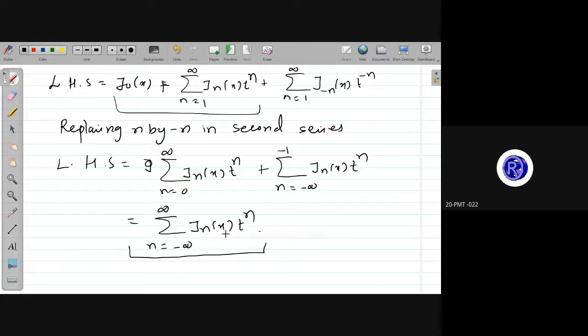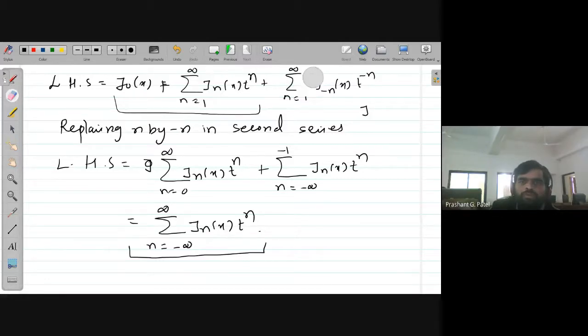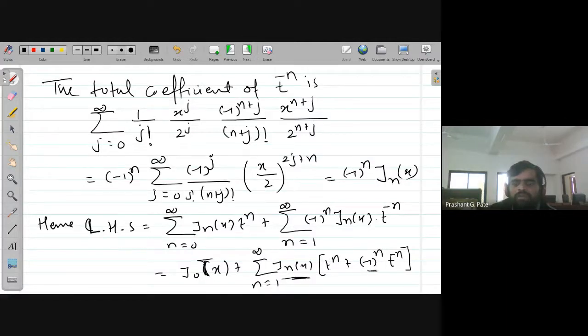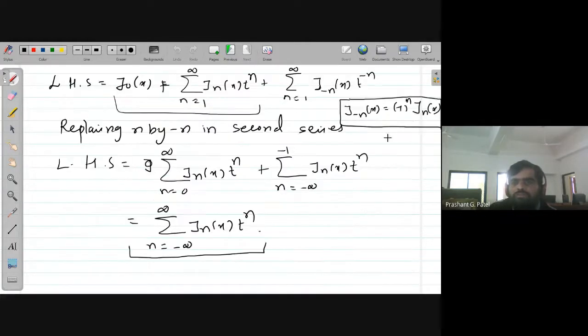Sir, in the first series, the last term will be minus 1 raised to n Jn of x into t raised to minus n. Here it is minus 1 raised to n and J of plus n. But we have used this expression, that is J minus n of x is equal to minus 1 raised to n into Jn of x. We can use this relation of Bessel's function. So if I use this relation, then it will be J minus n of x. So for that you will have this. No problem with that. All right.